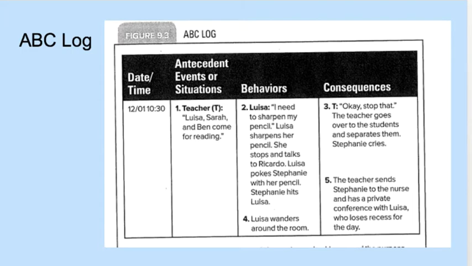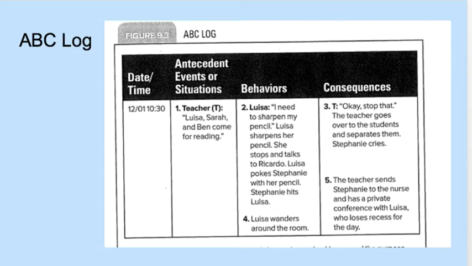Here we have an example of an ABC log from our text. And the teacher writes the date and the time that the event occurs. She jots down what happened right before the event. As you can see, Louisa, Sarah, and Ben just came over for a reading. Then she writes down the problem behavior. So the fact that Louisa had to get up, sharpen her pencil, stops and talks to Ricardo, and then pokes Stephanie with her pencil. And Louisa's wandering around the room, so she's obviously losing out on instructional time.